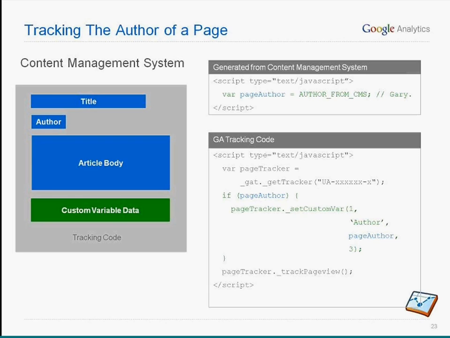The first step, we get the page tracker. Then we check to see if the author exists. And then we go into the actual setting of the custom variable. The first line sets it at the index number 1. The second sets the custom variable name as author. The third line sets the actual value of the author. In this case, it's Gary. And this again came from the content management system through the page author variable we set. And finally, the last line is scope. And that is, in this case, a page level. And then we track the page views.